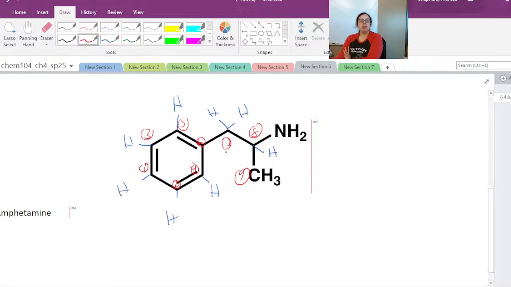Just in the interest of time, we'll keep it moving. This would be the level of difficulty that I'll try to get on your exam, so hopefully not as crazy as THC. How many carbons did we get for amphetamine? 9. And then how many hydrogens? I forgot to count them. 13. I like the consensus. And then what's our only heteroatom left? Nitrogen. Don't need to put anything for 1.